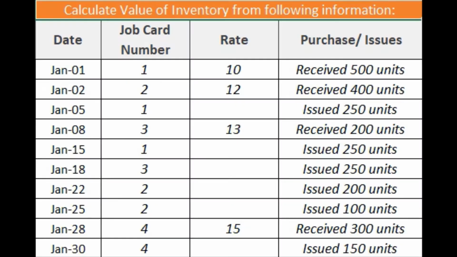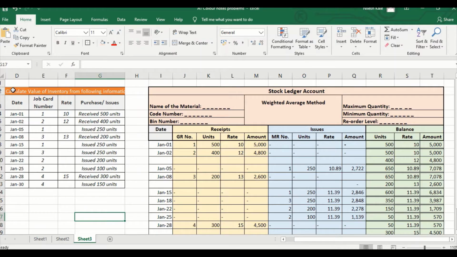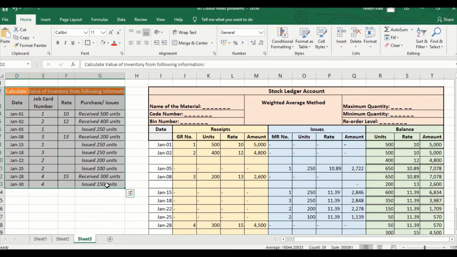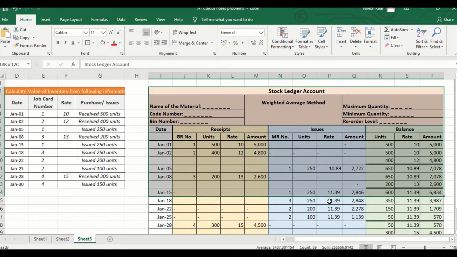We will solve one more problem on weighted average method. Please copy this problem by pausing the video. This is the question that you have taken down. Now we will solve this question, stock ledger account under weighted average method.